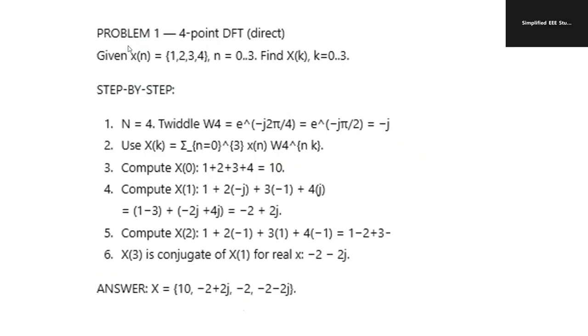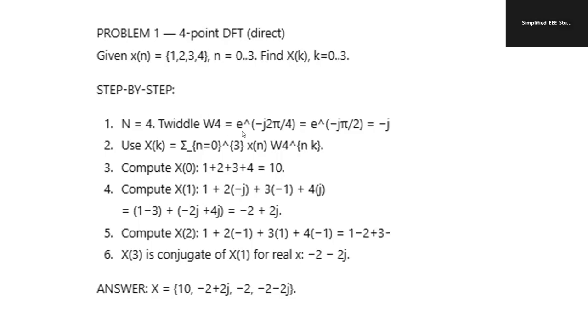The first problem we can expect is N-point DFT, like you are asked to compute a 4-point DFT. Given sequences are x of n equal to 1, 2, 3, 4, and n is equal to 0 to 3. Find x of k at k is equal to 0 to 3. So follow these sequences. Anyway, capital N is equal to 4.